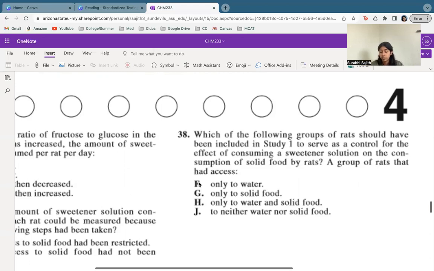So in this case, we already know we're looking between F and J, but in this case, the rats got the sweetener solution instead of the water, which you can learn by reading the study. So therefore, we know H is the best answer because we want the control, which would be if we took out that sweetener solution, the rats still need water. So H is going to be correct.